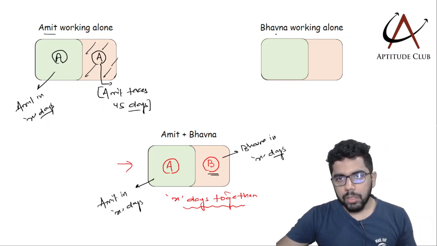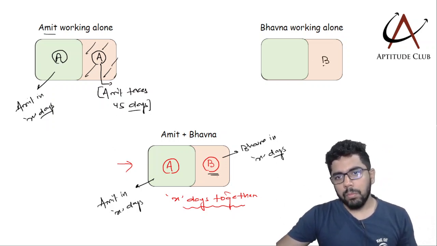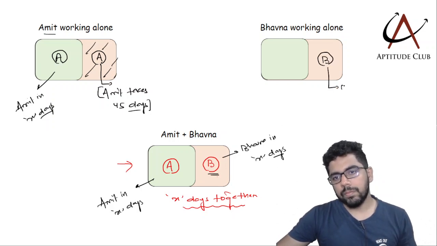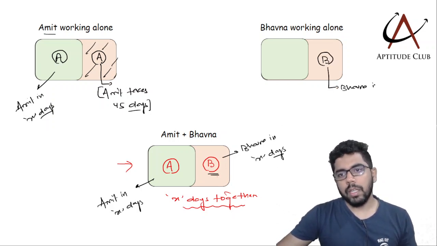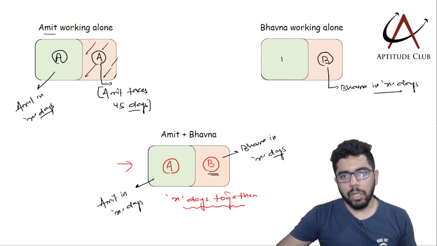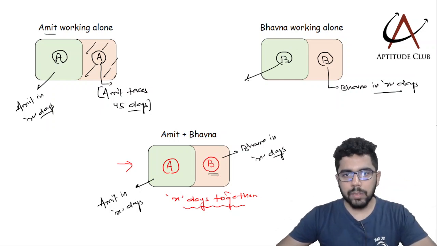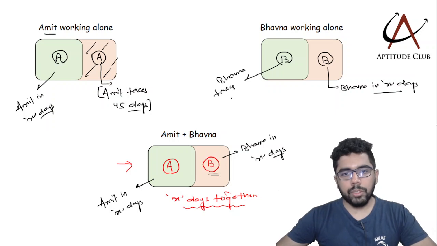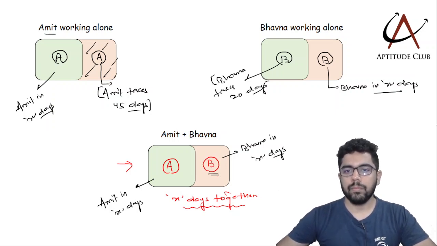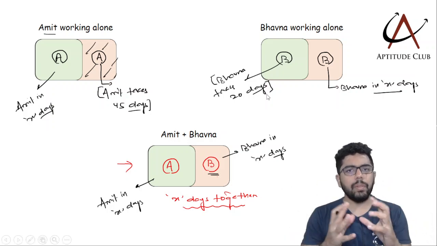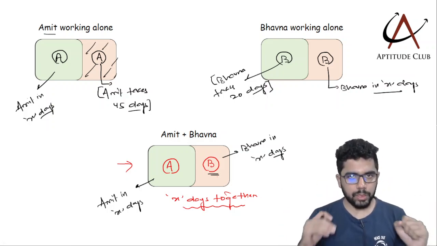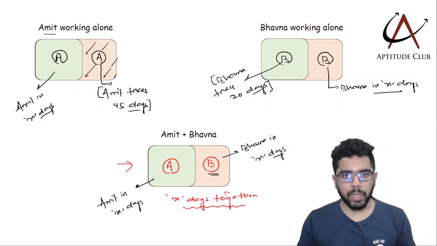Similarly, if Bhavna is working alone, Bhavna would do this much work in X days. But the work that was earlier done by Amit, if Bhavna does this, Bhavna takes 20 days to do this work. So this is a simple visual representation of the question to help you understand in a better manner.